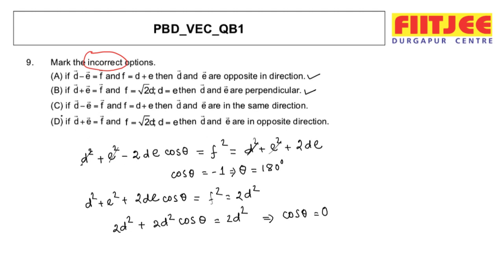Okay, let's check the third one. If D minus E equal to F and F equal to D plus E, we have just checked it, so it is the incorrect option, right? If D plus E and F, then D and E are in opposite direction, that is also incorrect. So options C and D will be your correct choices.